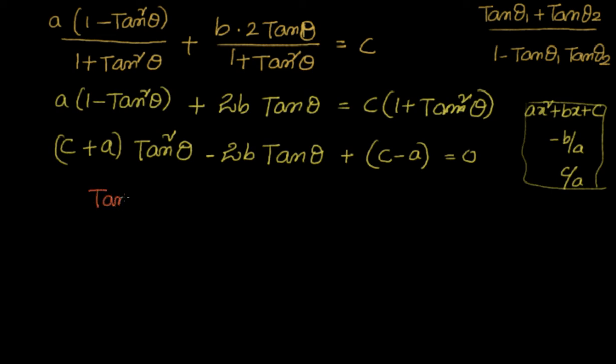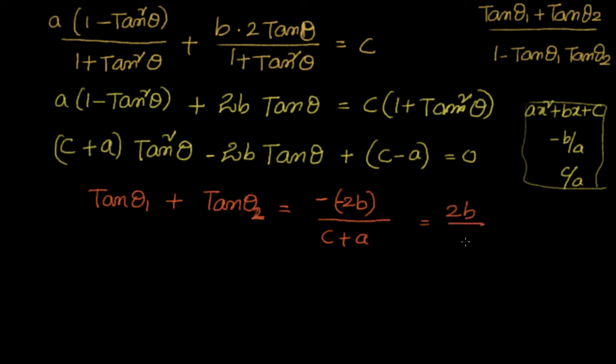Similarly, product of this, that is tan theta 1 into tan theta 2, that's nothing but equal to, we know the formula, it's c by a. My c is c minus a, by a, which is nothing but equal to c plus a. Now, we got tan theta 1 plus tan theta 2, we got tan theta 1 tan theta 2. So, we can go ahead now and we can prove what is needed.